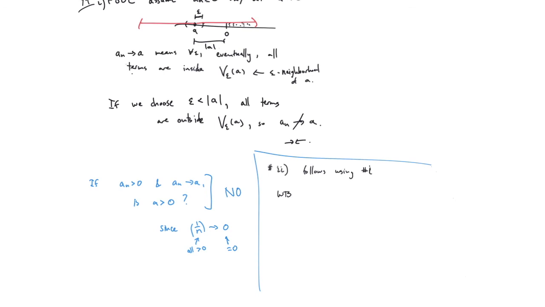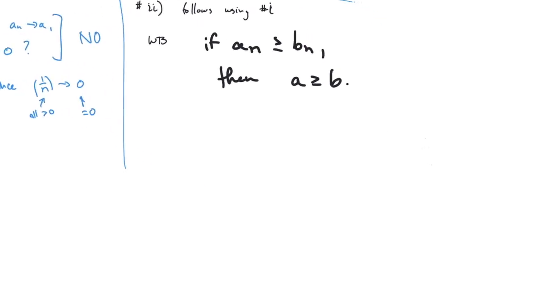If an less than bn, is that what it said? No, it's the other way around. Sorry. It doesn't really matter, but I might as well say it the same way. If an is greater than or equal to bn, then a is greater than or equal to b, right? You can do a simple trick and then use the result from part 1 to get the result of part 2.